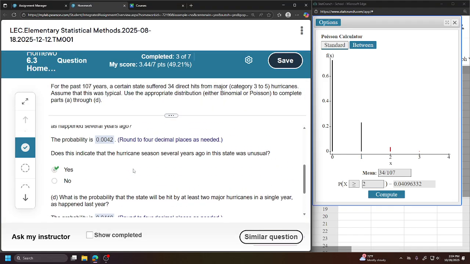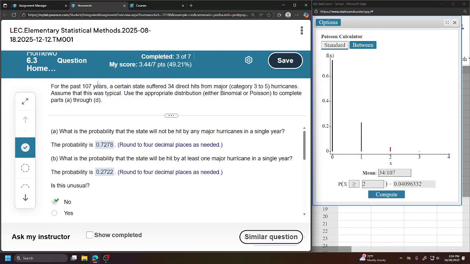So the main thing that I'm seeing here is that we need to divide by the 107. Divide by the amount of time. Just like we did on the other problems. I just forgot about that. Is that okay? Okay, cool.